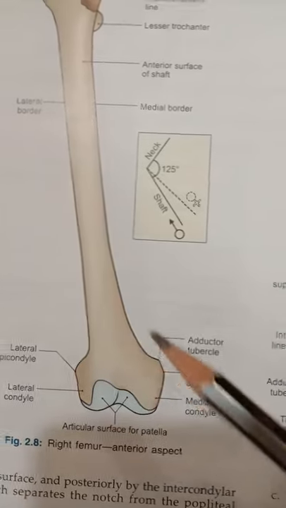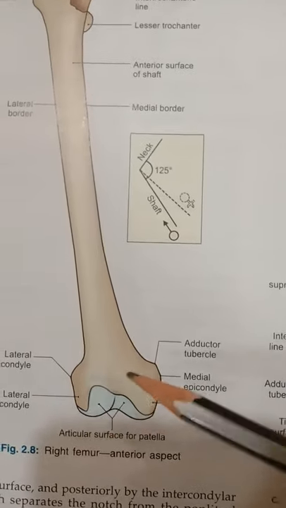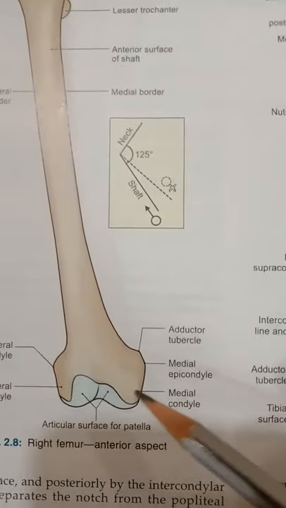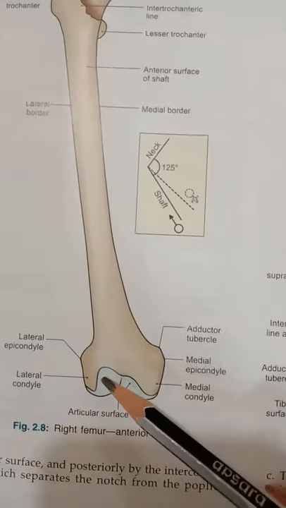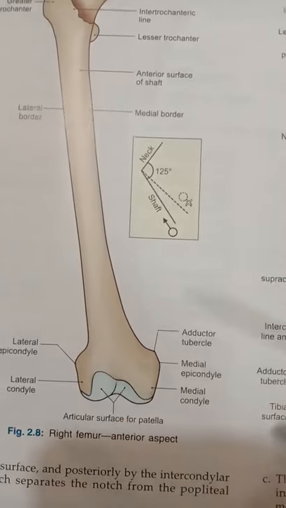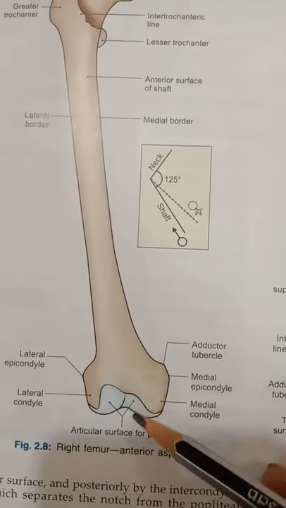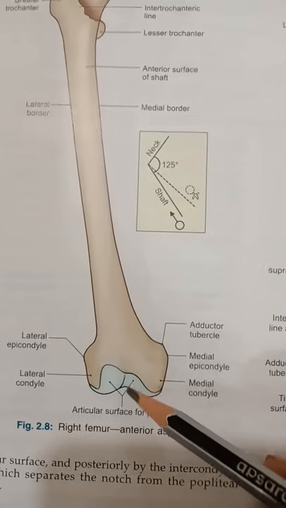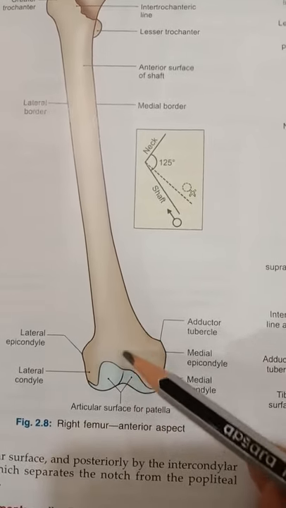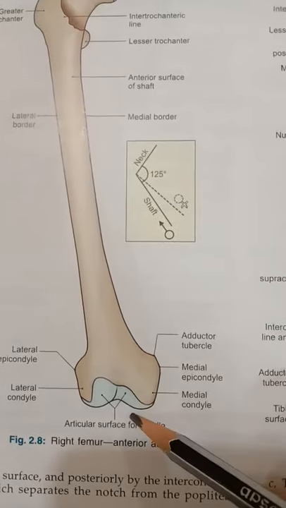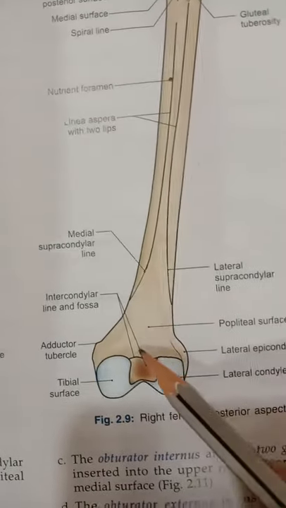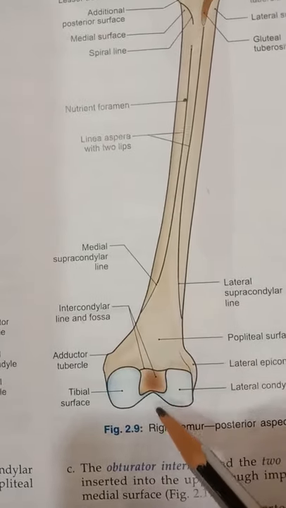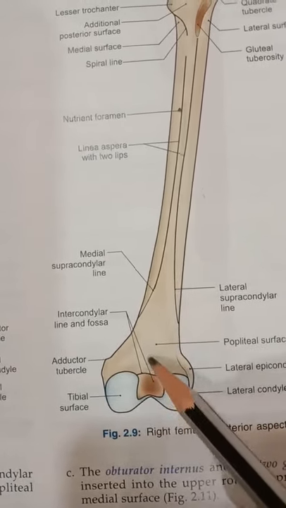That is the lower end of the femur. The lower end of the femur is widely expanded to form two large condyles: this is the medial condyle and this is the lateral condyle. These two condyles are united anteriorly by a line called the intercondylar line, and posteriorly they are divided by a deep notch called the intercondylar fossa.